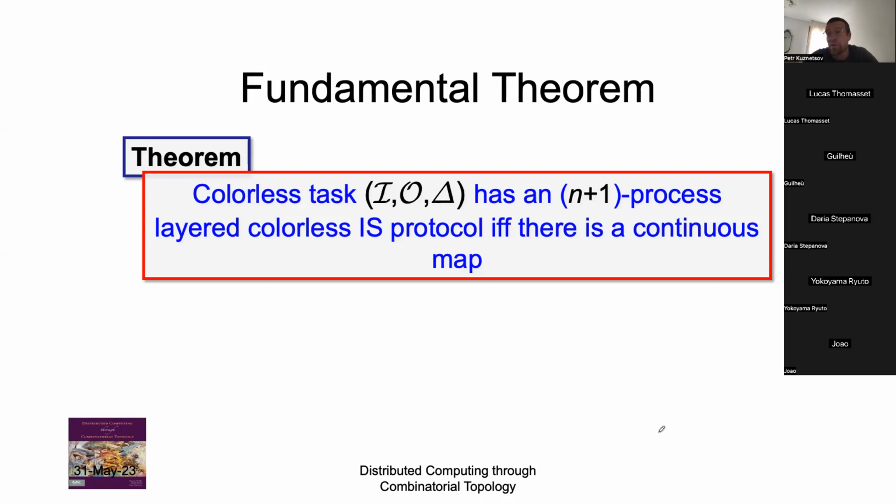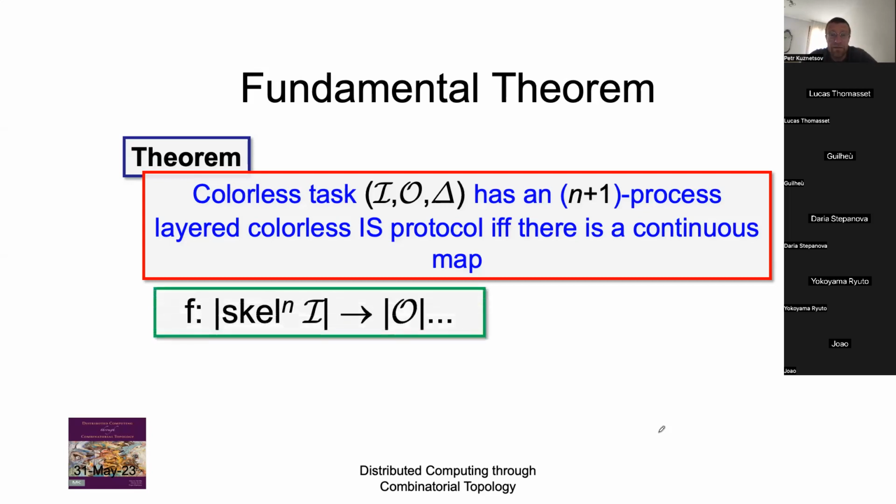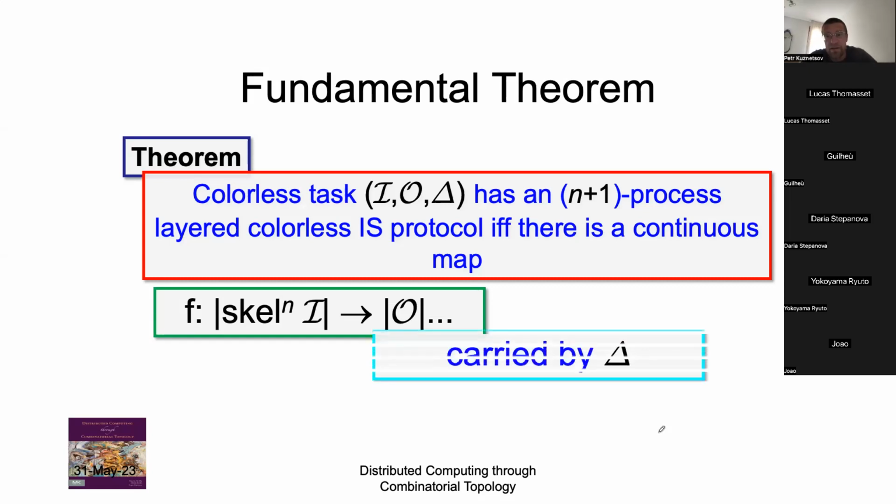We know that the protocol is a barycentric subdivision of the skeleton of a certain dimension of the input complex. Again, we only care about the skeleton of dimension n if we have n+1 processes. So we can argue that the task has a solution if and only if there is a continuous map from the geometric realization of the n-dimensional skeleton of the input complex to the output complex, carried by delta. Delta is the task.